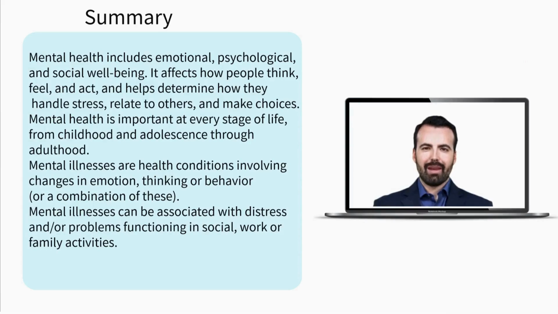Let's do a summary about mental issues. Mental health includes emotional, psychological, and social well-being. It affects how people think, feel, and act, and helps determine how they handle stress, relate to others, and make choices. Mental health is important at every stage of life, from childhood and adolescence through adulthood.